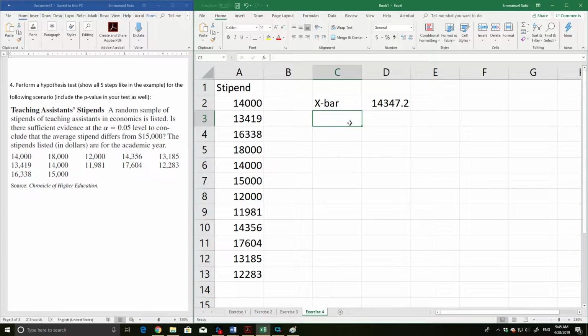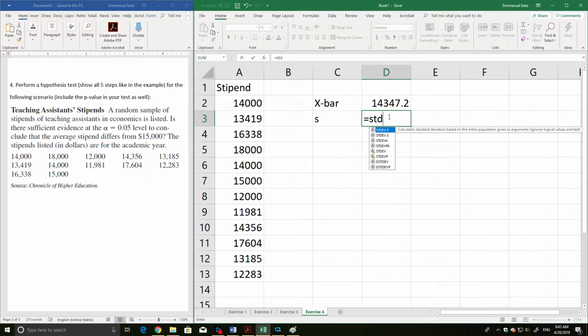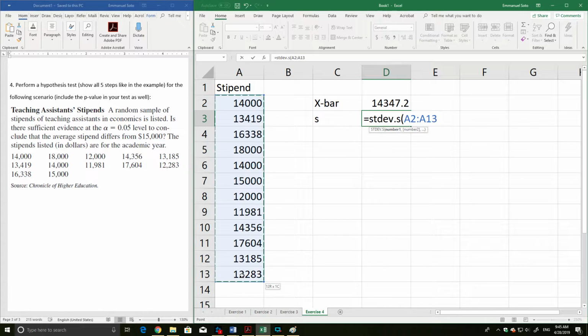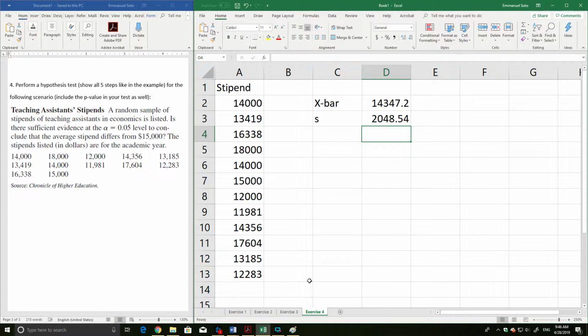And we want the standard deviation, which we label S. So I'm just going to call it S for standard deviation. You're going to do equals STDEV.S, since we want the sample standard deviation. Parentheses, select your numbers, close the parentheses, and enter. So this is your sample standard deviation. We're going to need those numbers later, so we're going to keep those tucked away.